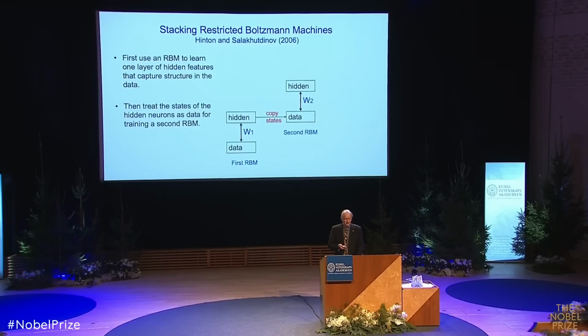And so you can learn a second set of weights, W2. And you can do it as many times as you like. Let's learn a third set of weights. So now we've got a bunch of separate Boltzmann machines, each of which is finding structure among the hidden units of the previous Boltzmann machine.